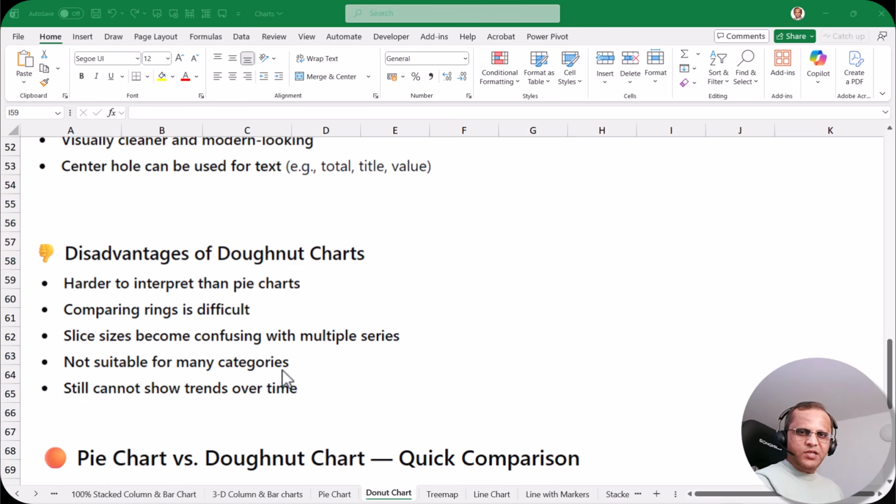So just like we have seen in the pie chart that if you are putting more categories in the pie chart, then it doesn't look good. Similarly, the same thing for the donut chart also. Still cannot show the trend over time. Here also we cannot see the trend over time.